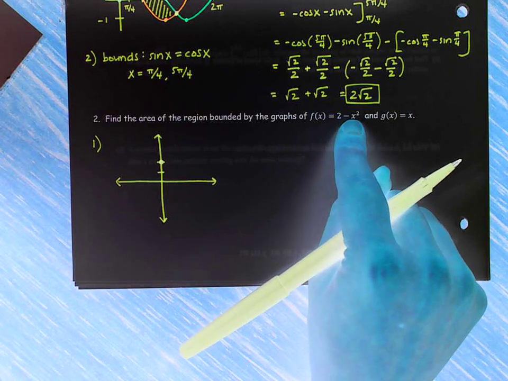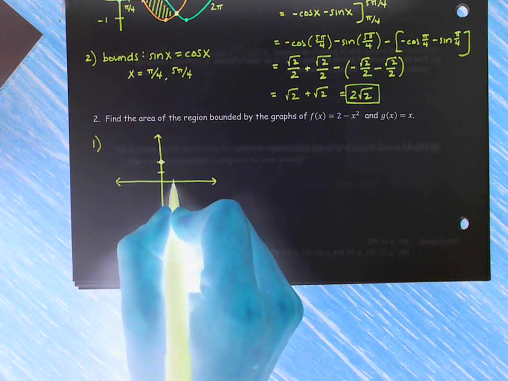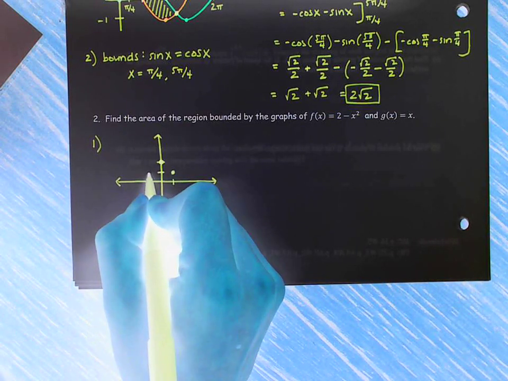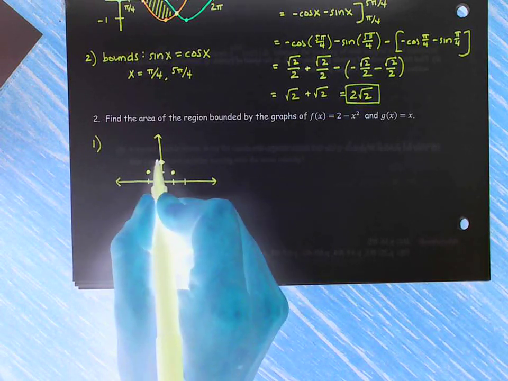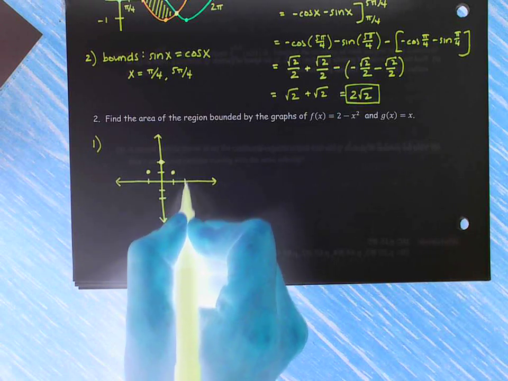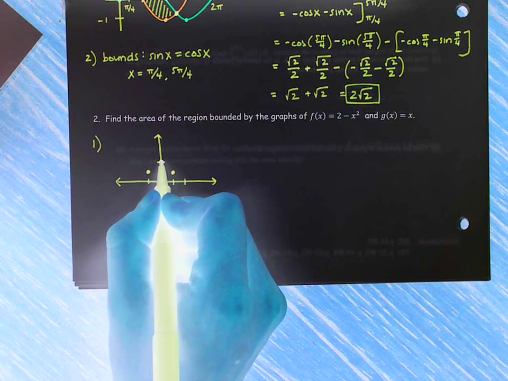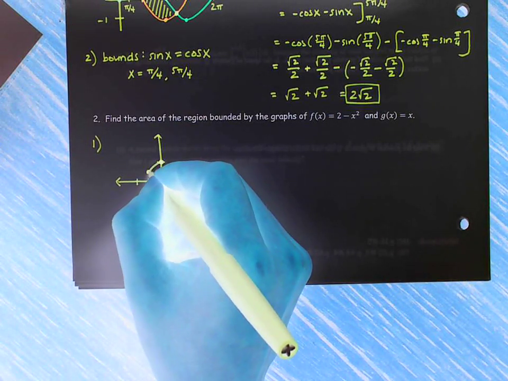Because my parabola opens down, but it doesn't have a stretch. So the pattern for parabolas is when you go over 1, you're going to go 1. So I'm going to have a point here, over 1, 1. And then when you go over 2, 2 squared is 4, so you end up going down 4. So over 2, down 1, 2, 3, 4. So there's my parabola.